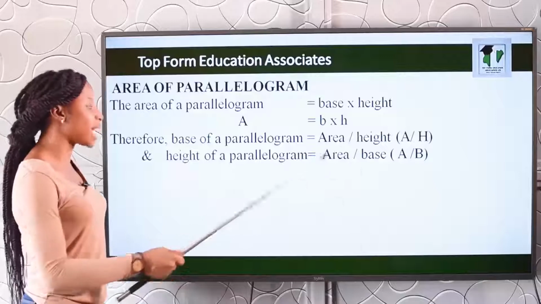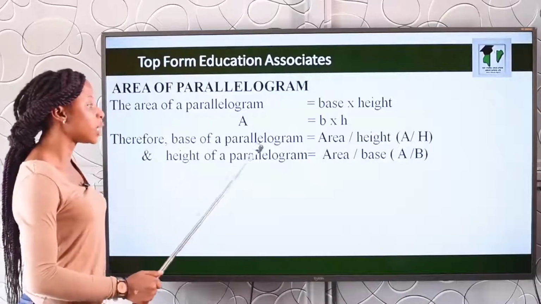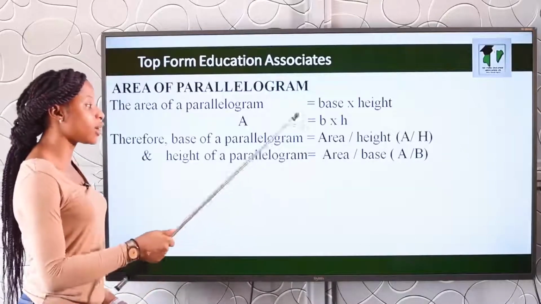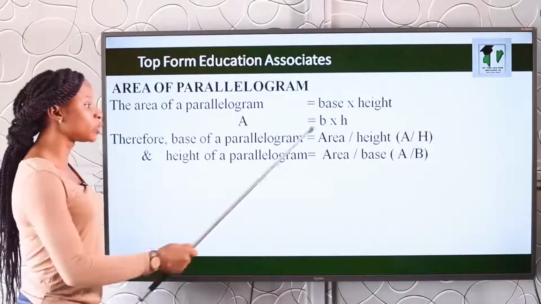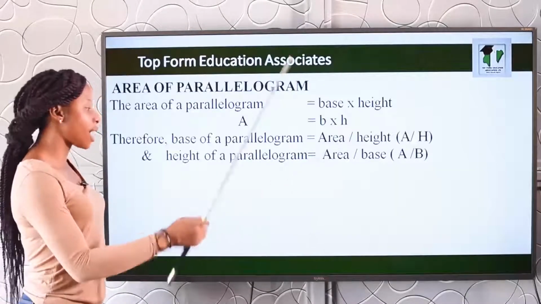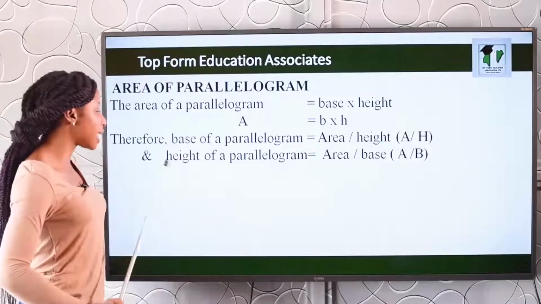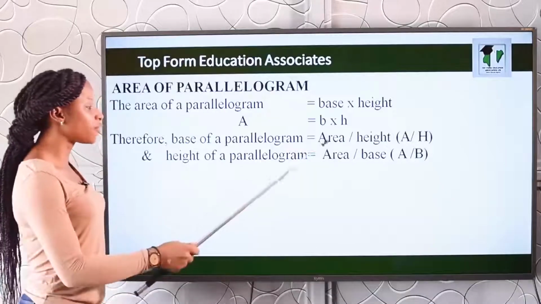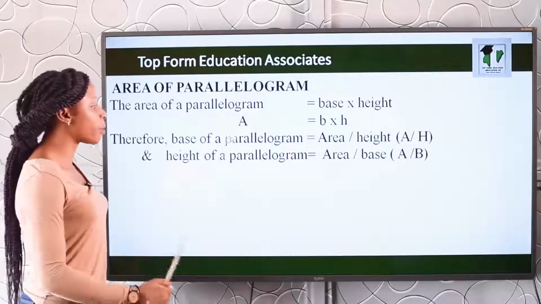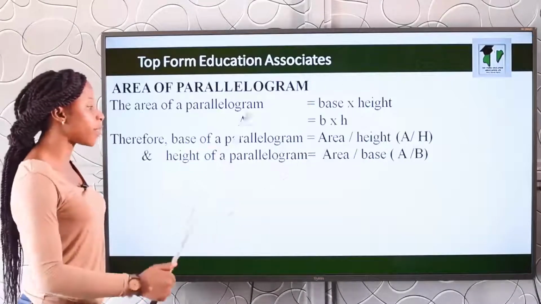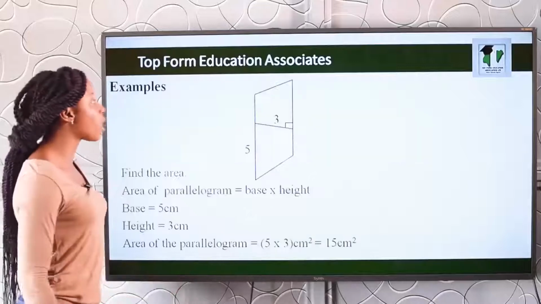So if you want to get the base of a parallelogram, let's say you are given the area and the height. To get the base, you divide area over height. And height, in the same light, to look for height, you divide area over base. Okay, so the base of a parallelogram is area over height, and the height of a parallelogram is area over base.